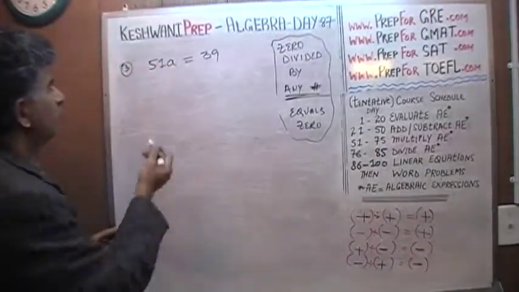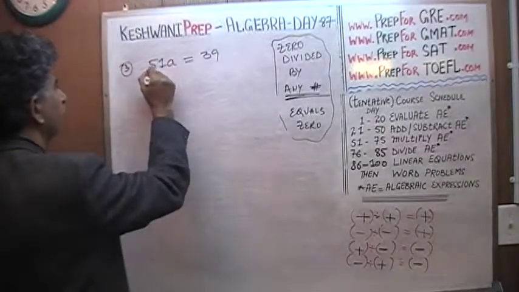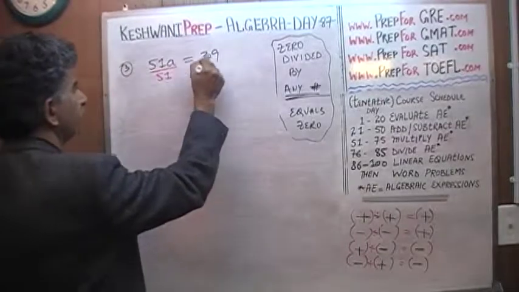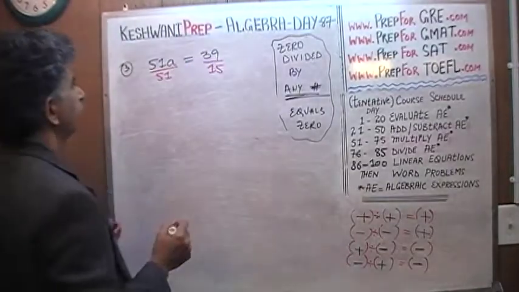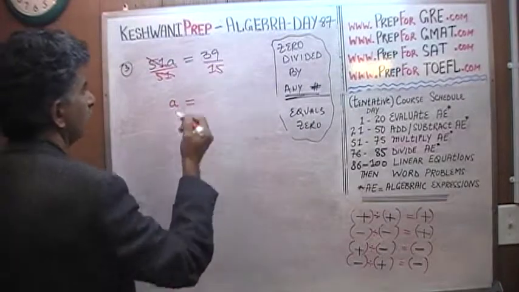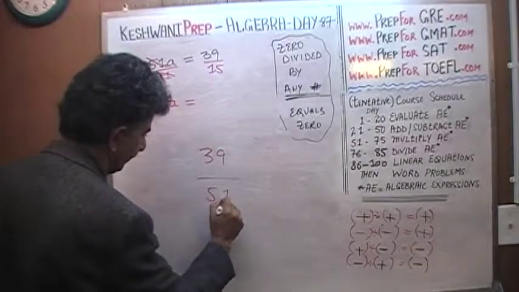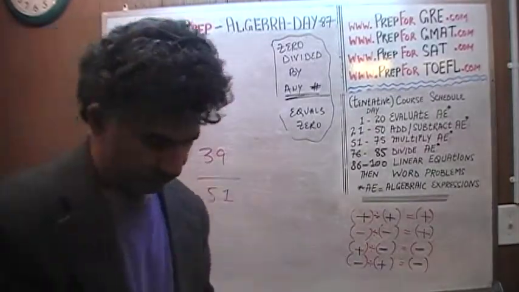How do we get rid of 51 from here? Well, divide both sides by 51. This 51 cancels out with this 51. We're left with a equals 39 over 51. How can we reduce it?